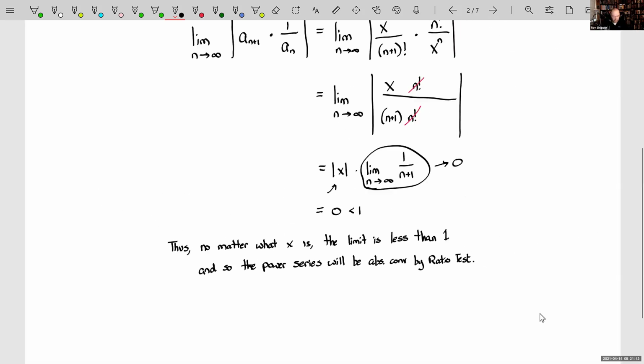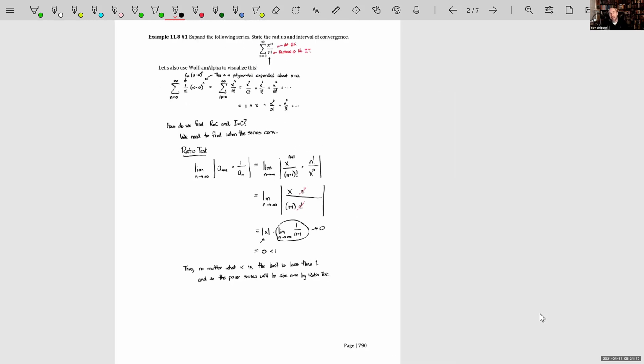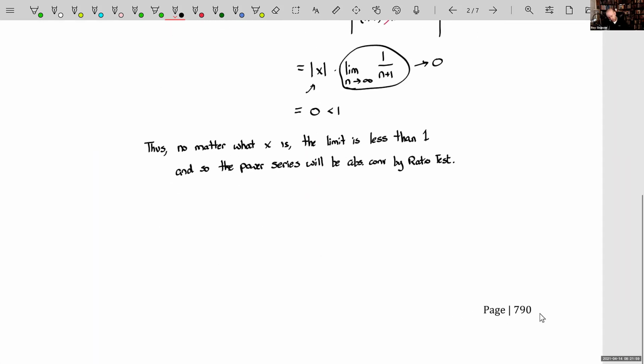So the question was, find the radius and interval of convergence. And we find that it will converge for every single x value in the universe. That is, it'll converge for all real numbers. So the power series technically is convergent on negative infinity to infinity.